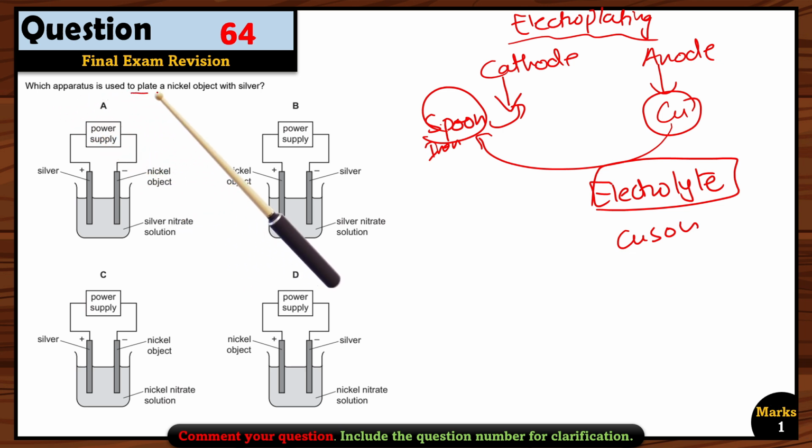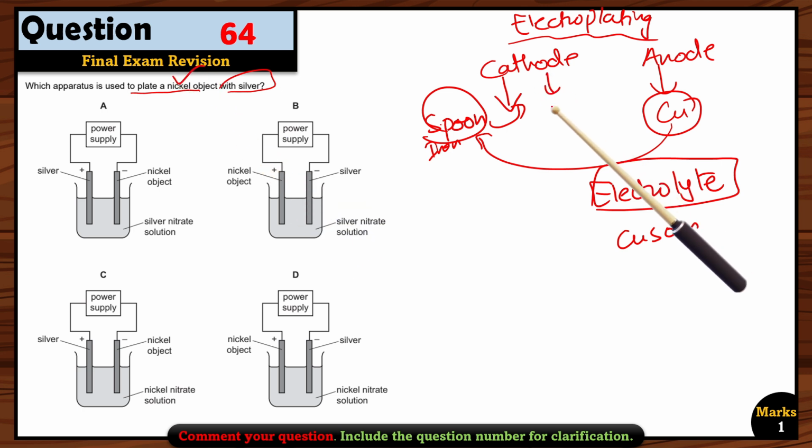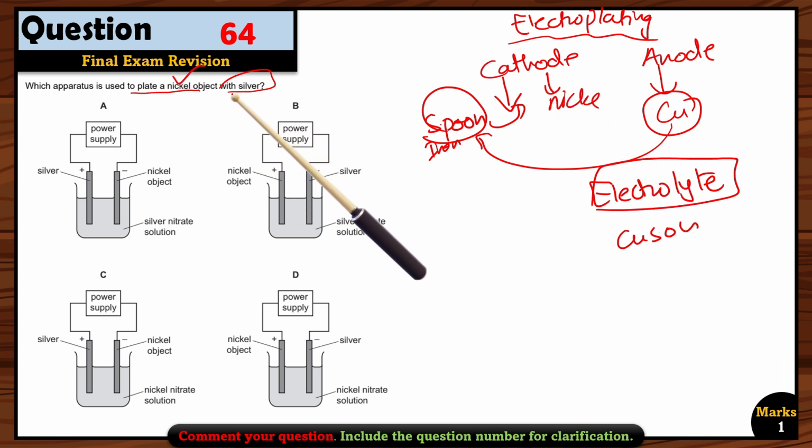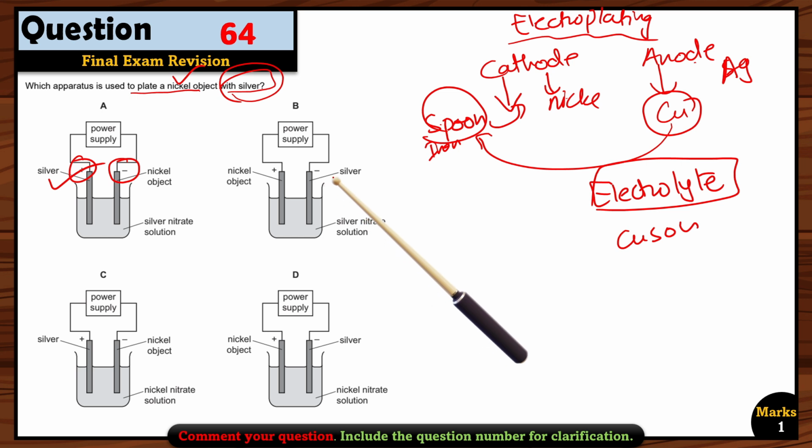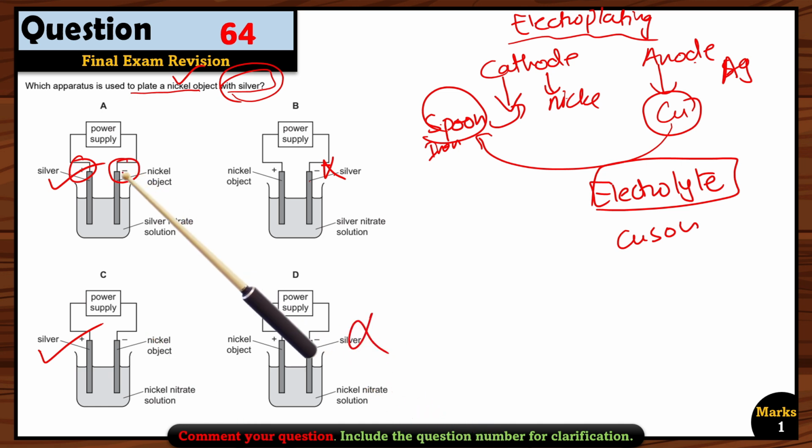Which apparatus is used to plate a nickel object with silver? So we have to plate the nickel, right? So nickel should be at the cathode, and we want to do the coating with silver, so silver should be at the anode, right? Ag. So now let's see, this nickel is at the cathode. Is that right? Yes, it's right. Nickel should be at the cathode and silver is at the anode. Silver should be at the anode. That's wrong. Silver should be at the anode. That's right. Silver should be at the anode. That's wrong. So now we are left with A and C options.